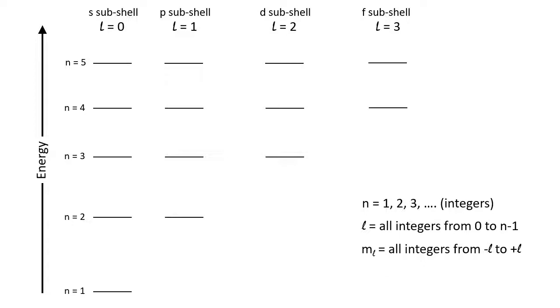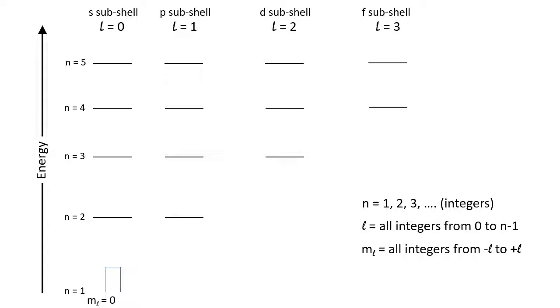And because of that, we know that this n equals 1, L equals 0 subshell can only have one orbital. And we're going to show the orbitals here on our diagram as a box. So let's put that box in here, label it with m sub L equals 0. Let's get rid of the line. So now we show our orbital for n equals 1, L equals 0, and m sub L equals 0.